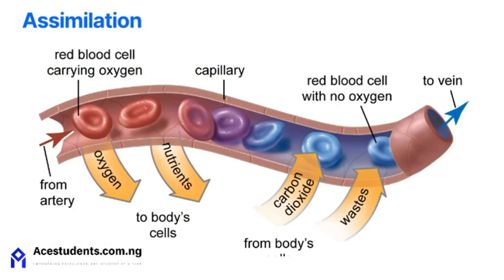Glucose is used in respiration to release energy. Amino acids are used to build proteins for growth and repair. Fatty acids and glycerol may be stored as fat or used for energy.